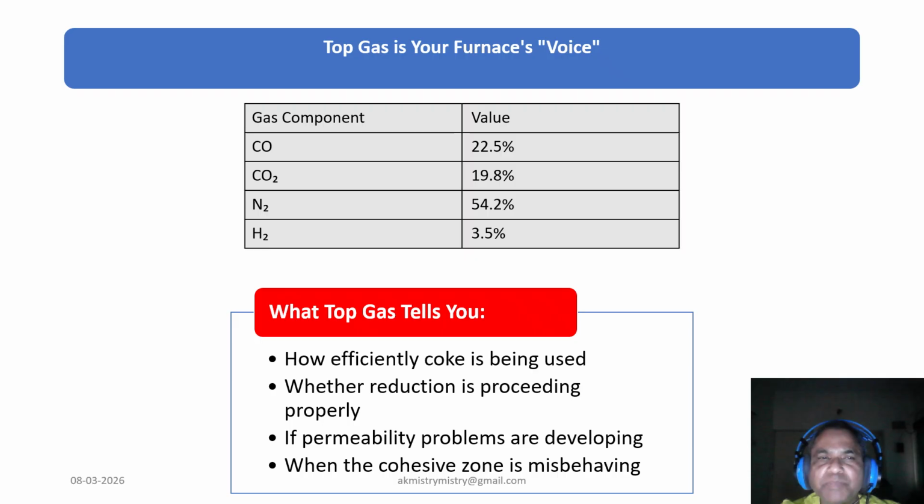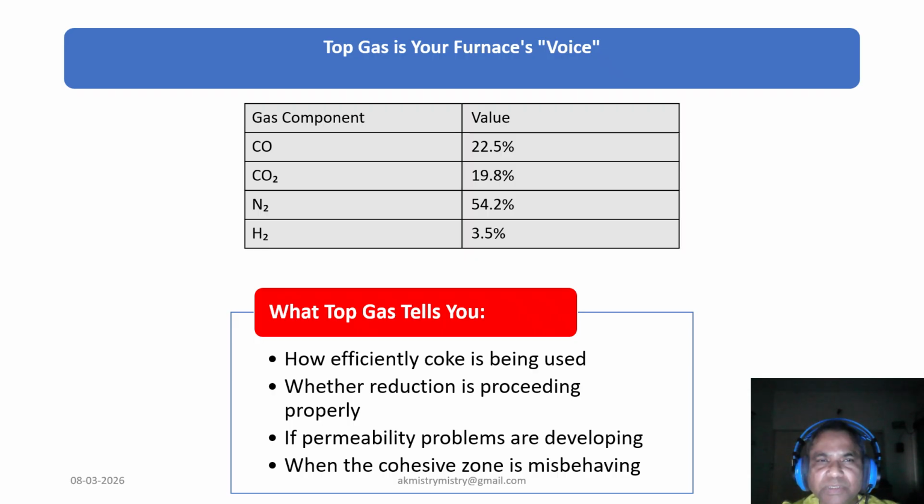Take a look at this typical top gas analysis. We see CO, CO2, nitrogen, and hydrogen. These are not just random numbers on a screen, they are a coded message. This mixture tells a story about everything happening from tuyere to stock line.